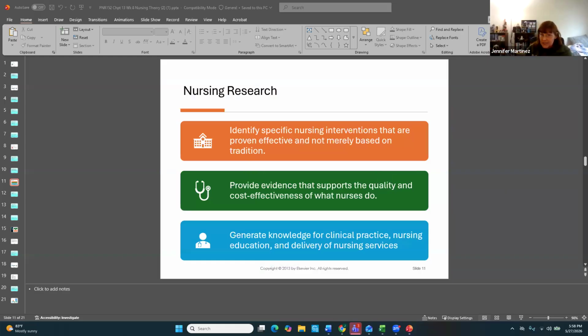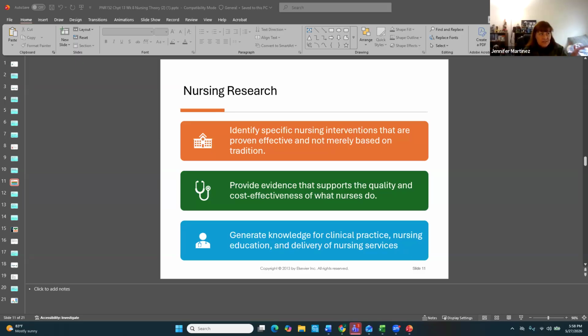Which brings us into nursing research. In order for them to develop their nursing theories, they have to do research, because they can't just make a theory without doing research. And in any subject, not just nursing or any profession, existing knowledge and developing new knowledge is based off of observation and experimentation.